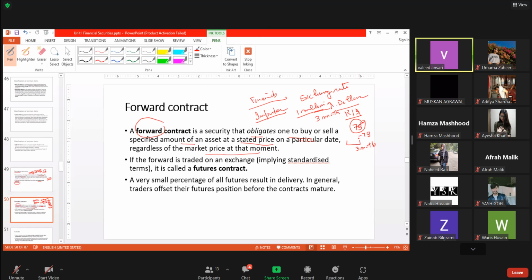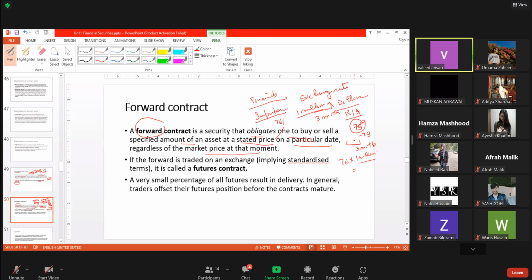Now what the importer can do is buy a forward contract of 1 million at a stated price, let us say 76 rupees per dollar, for after 3 months. Now whatever happens to the exchange rate, the importer can pay 76 rupees multiplied by 1 million for the $1 million, and can get that amount and fulfill the obligations.